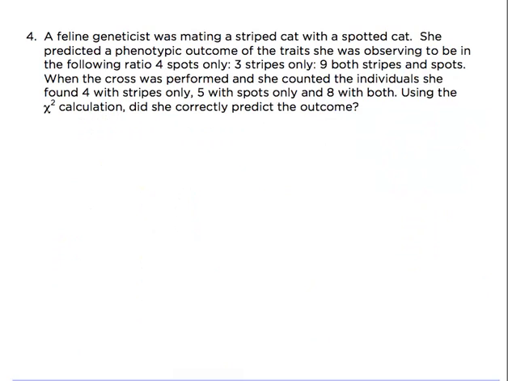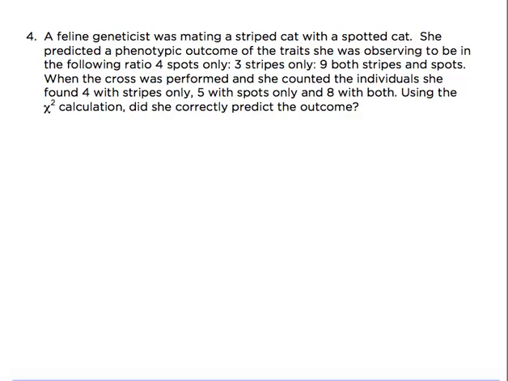Problem 4. A feline geneticist was mating a striped cat with a spotted cat. She predicted a phenotypic outcome of the traits she was observing to be in the following ratio: 4 spots only to 3 stripes only to 9 both stripes and spots. When the cross was performed and she counted the individuals, she found 4 with stripes only, 5 with spots only, and 8 with both. Using the chi-square calculation, did she correctly predict the outcome?